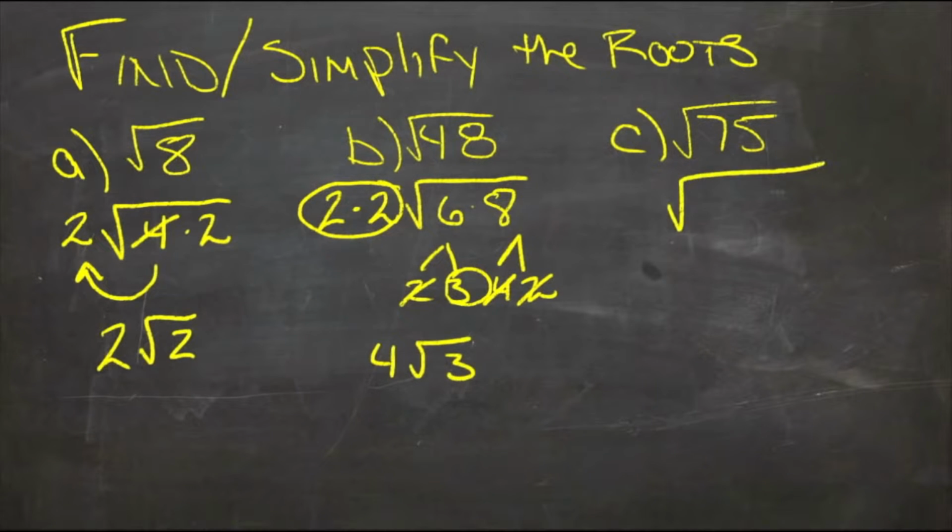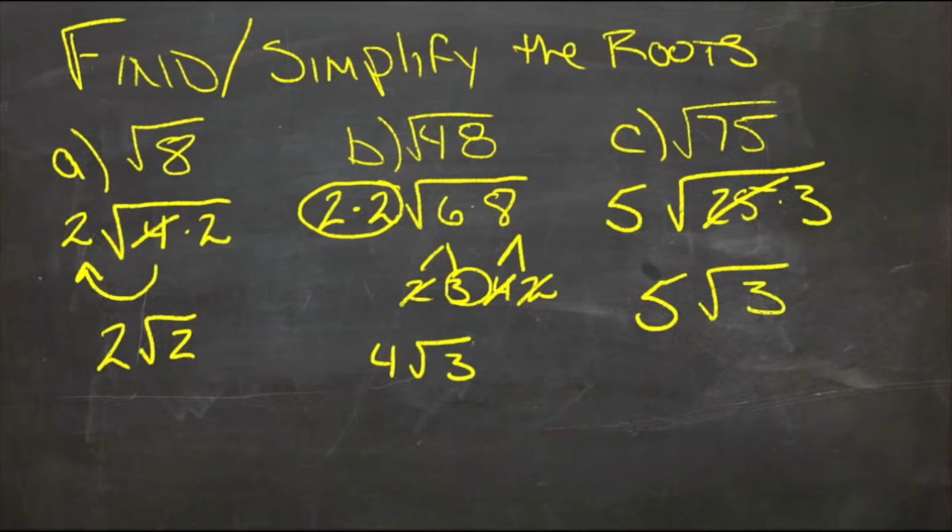And then here, for C, we have 25 times 3. 25 is a perfect square, so we can pull it out. 5 goes outside. We have a 3 left inside. So this third one is the same as 5 roots of 3.